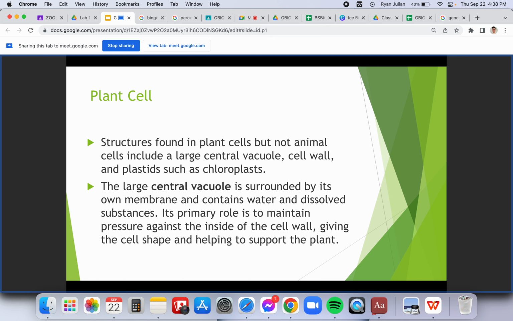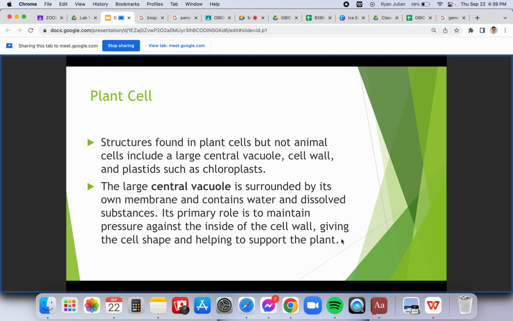Now, for additional data or information. Structures found in plant cells but not on animal cells include a very enormous or prominent central vacuole, cell wall, and plastids such as the chloroplast, where photosynthesis takes place. The large central vacuole is surrounded by its own membrane and contains water and dissolved substances. Its primary role is to maintain pressure against the inside of the cell wall, giving cell shape and helping to support the plant.